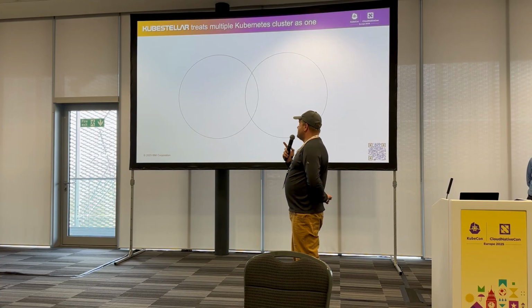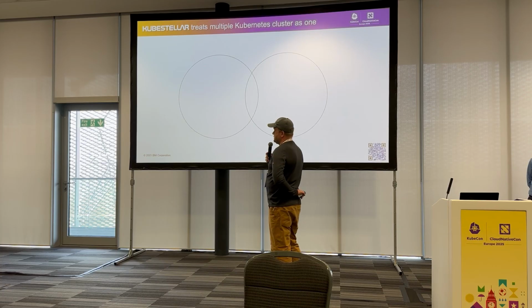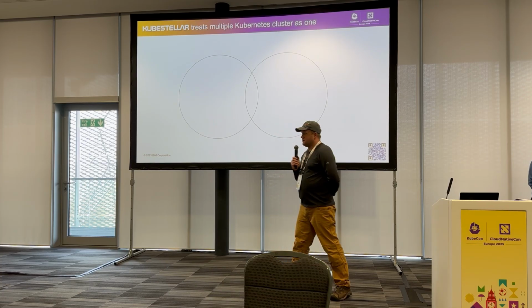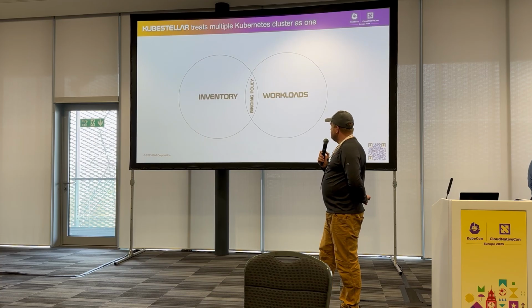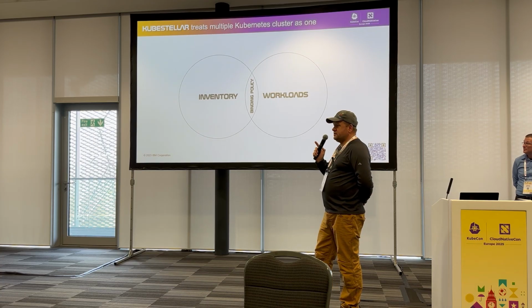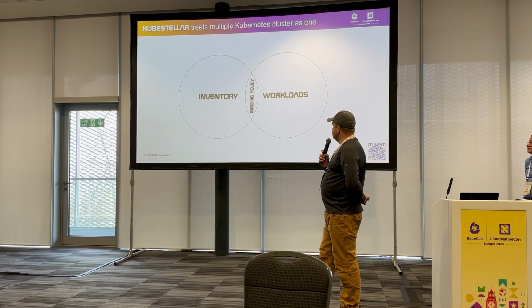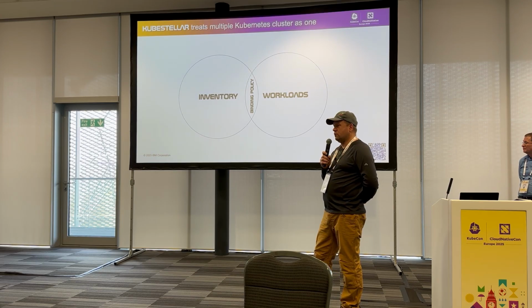All right, so I oftentimes use a Venn diagram to describe how KubeStellar accomplishes this. It's a couple easy steps, right? First we have inventory, workloads, and binding policy. You can see the crossover between them is what's actually going to be applied to your remote workers.